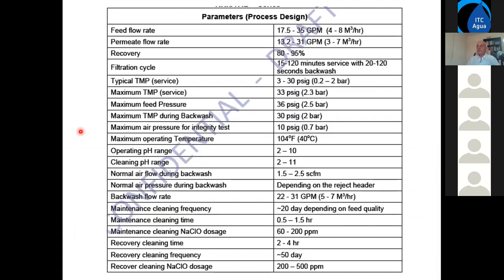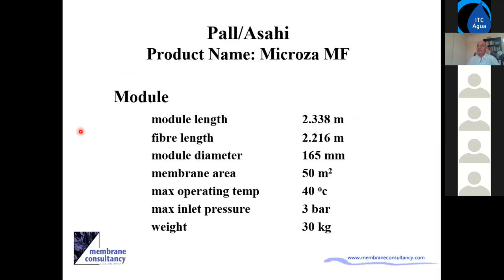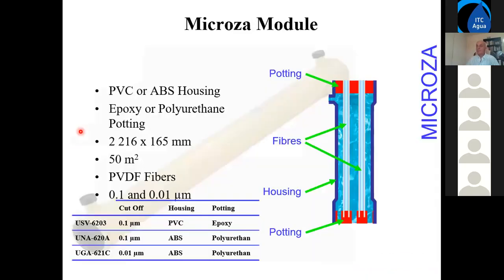This is the specification of the element. Okay, Pall Asahi. Asahi is one of the older players in the market. Pall is actually the company which makes the systems, and Asahi is the company which provides the membrane elements. Pall is US, Asahi is a Japanese company. The Microza membrane was very well accepted on the market from the very beginning, mainly because the fibers were very strong and practically didn't break. Not as strong as Inge, but still very good durability. And this is outside-in operation. Inge is inside-out, and this is outside-in operation with air scouring.